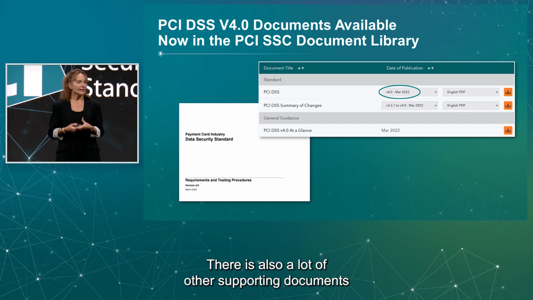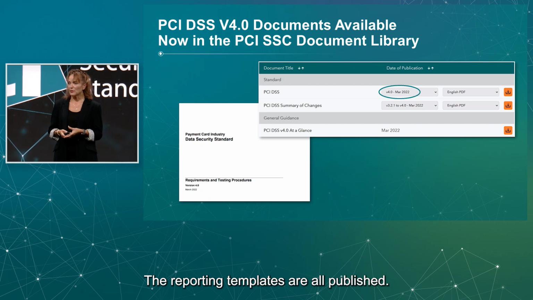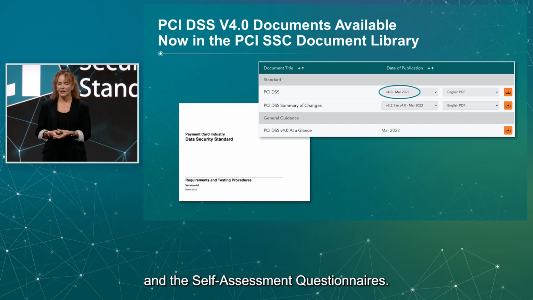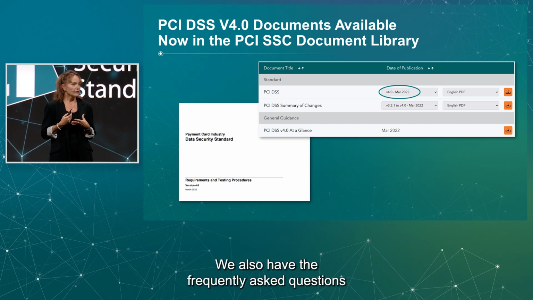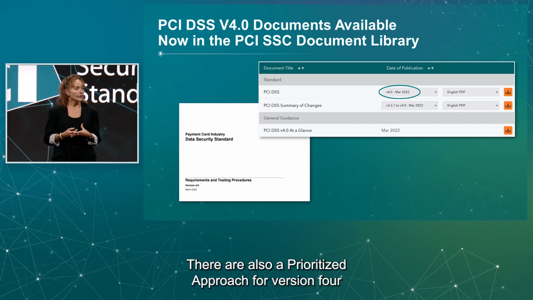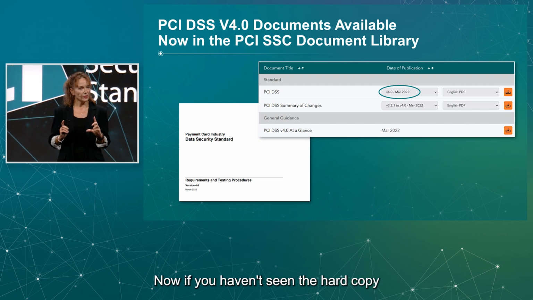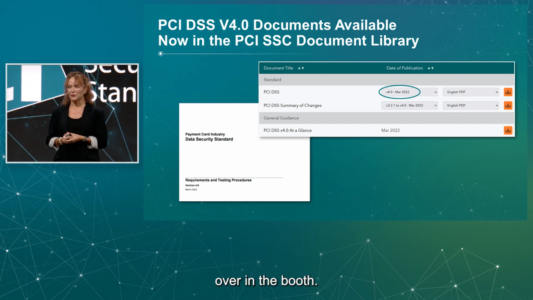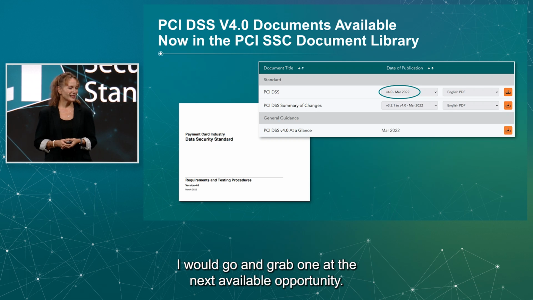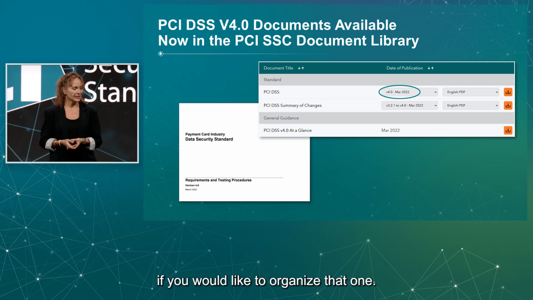There is also a lot of other supporting documents on our website to support version 4. The reporting templates are all published. Again, that's the ROC template, the attestation of compliance, and the self-assessment questionnaires. We also have the frequently asked questions for the ROC templates to help walk through some of those changes. There are also a prioritized approach for version 4 and a quick reference guide. Now, if you haven't seen the hard copy of the quick reference guide, we do have some over in the booth. They do go pretty quickly, so if you would like one, I would go and grab one at the next available opportunity. If you don't get one, I have one that I snuck away, so we can certainly negotiate terms if you would like to organize that one.